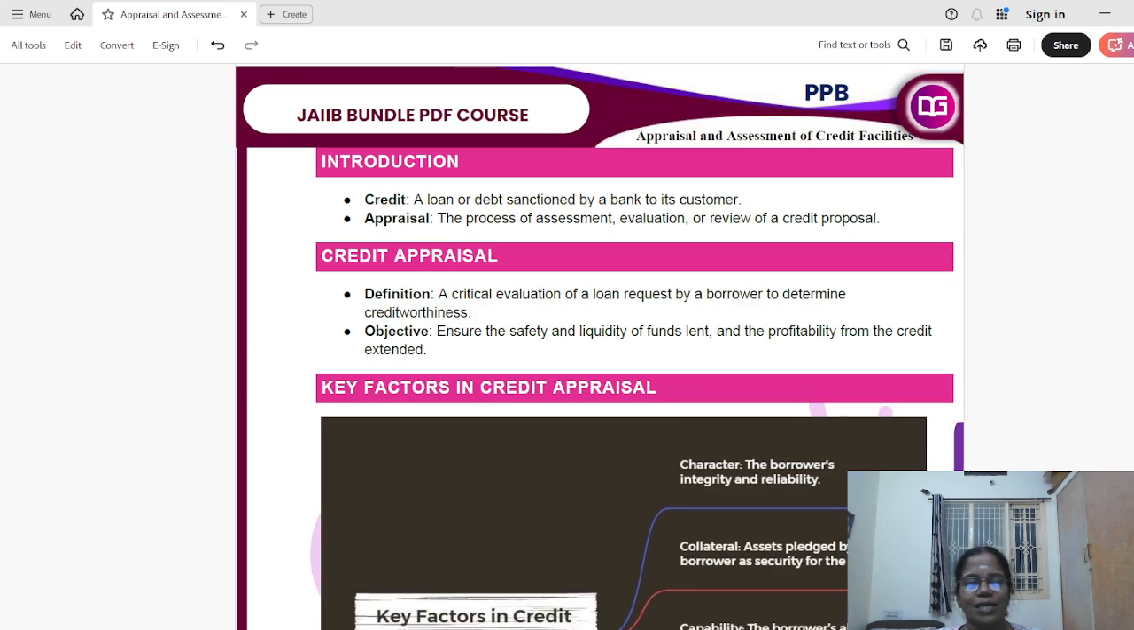One should understand credit and appraisal, so that they can easily understand the concept of appraisal and assessment of credit facilities. As already discussed, credit is nothing but a loan or debt sanctioned by a bank to its customer. In a debt, the banker is the creditor and the customer is the debtor.